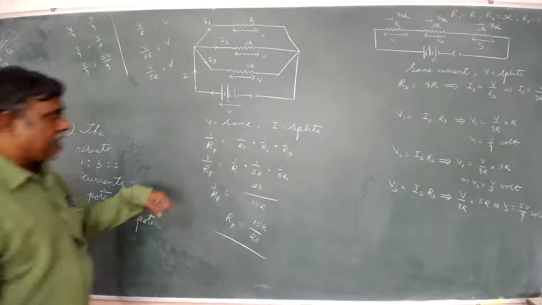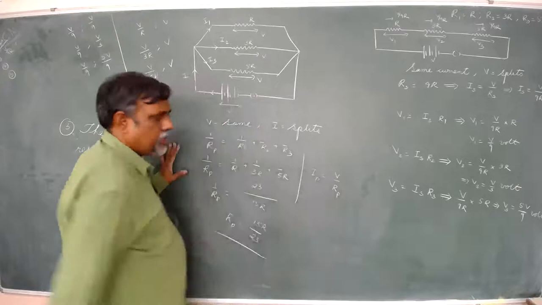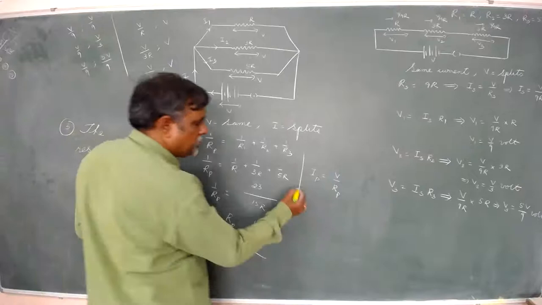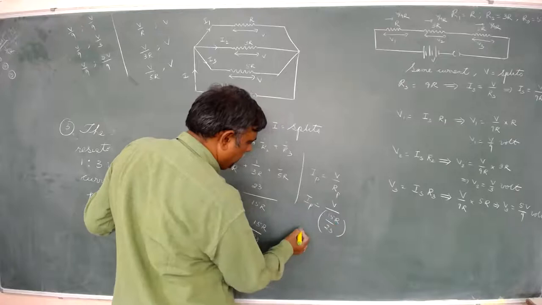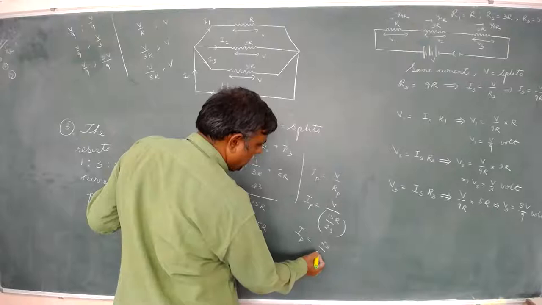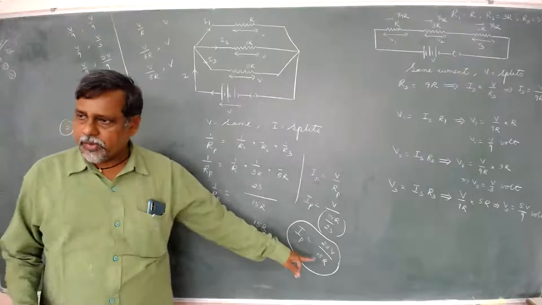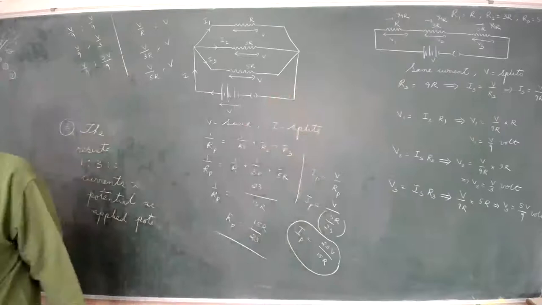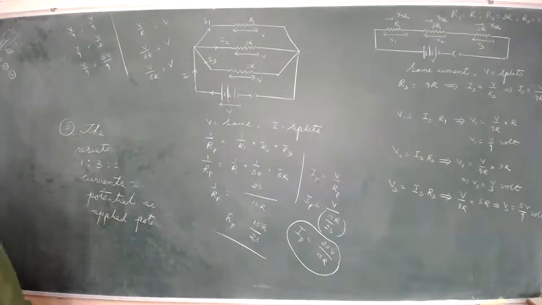Now what is the effective current? The effective current in parallel combination is V by Rp, so V by 15R by 23. So the effective current is equal to 23V by 15R. You remember, this is the effective current. Now we are going to calculate the individual currents. In parallel combinations, I is equal to I1 plus I2 plus I3. After finding the individual currents, I1 plus I2 plus I3, you will be getting the same thing.